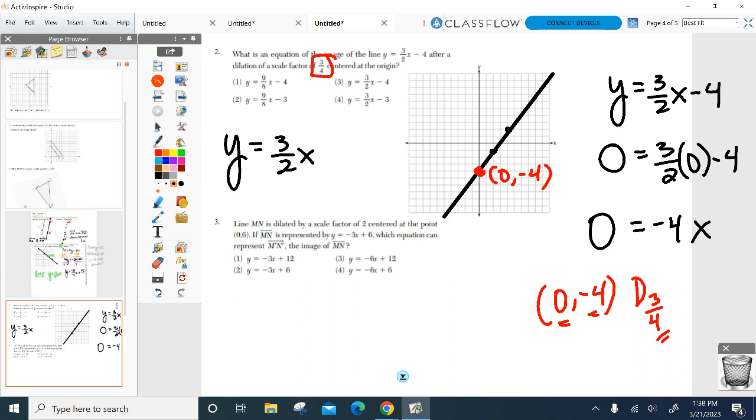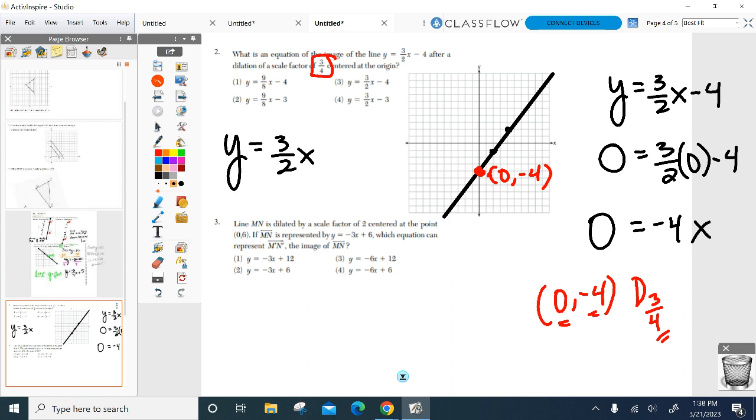You multiply the coordinates by the scale factor. And the only coordinate I care about is the y-intercept. I don't care about this one. I want to see where the y-intercept moves. So, redemption. You ready?